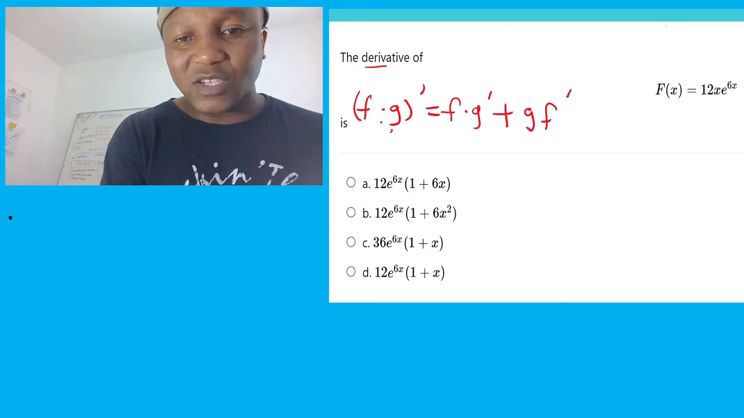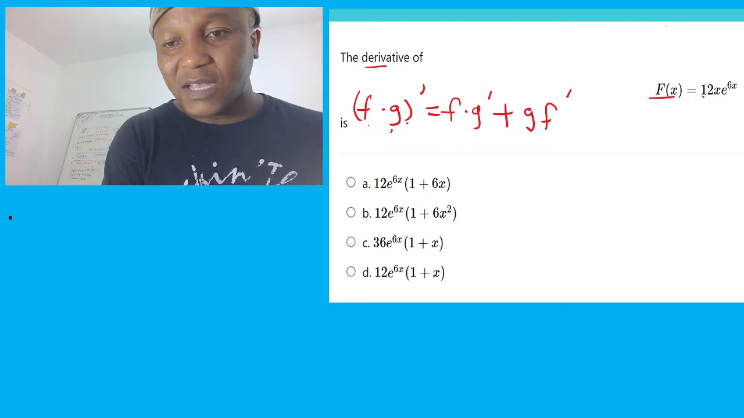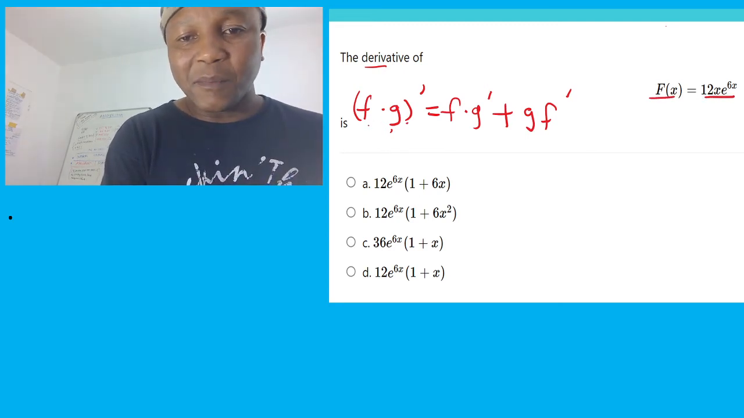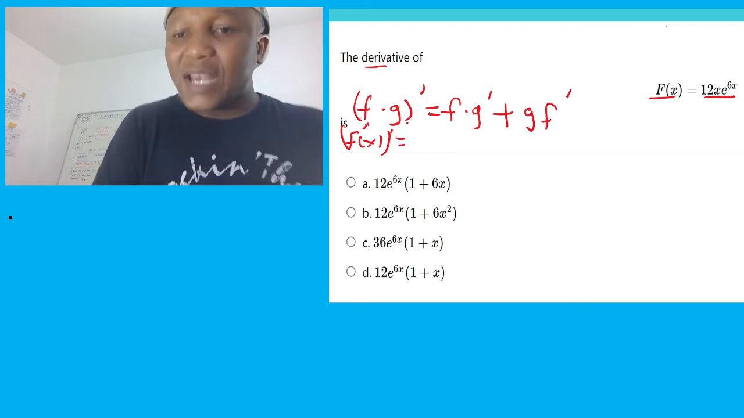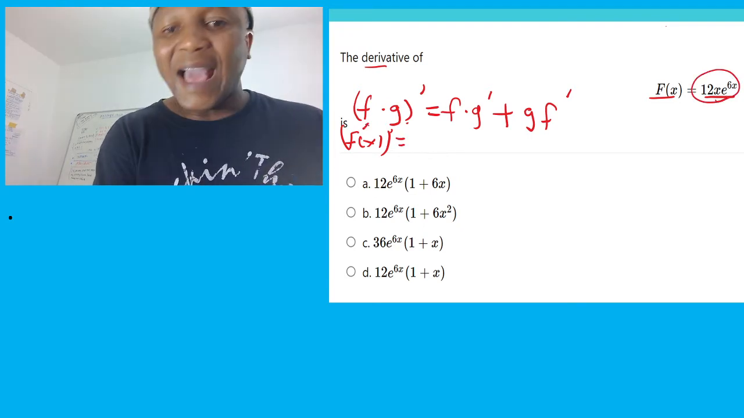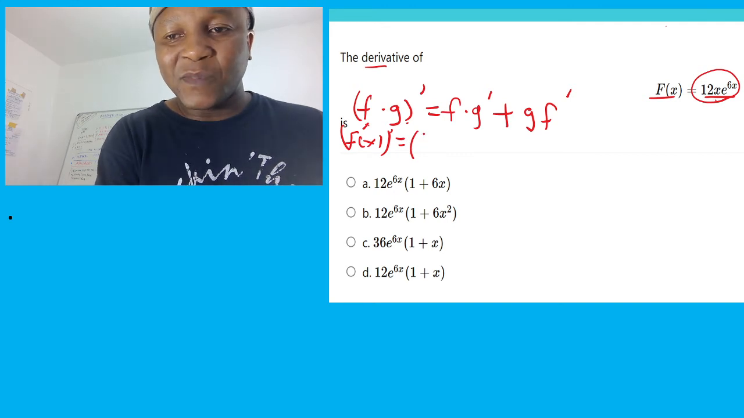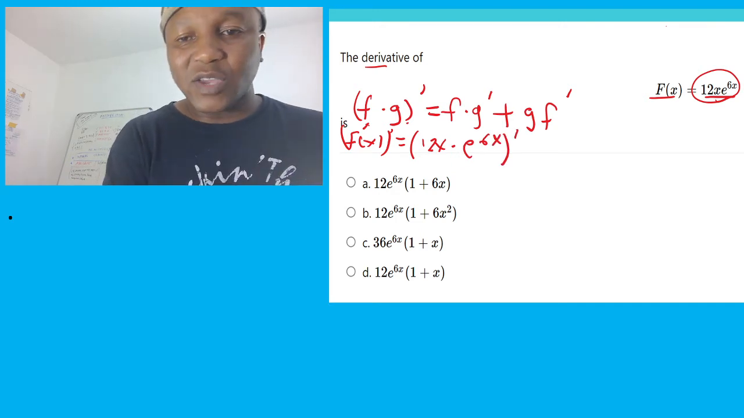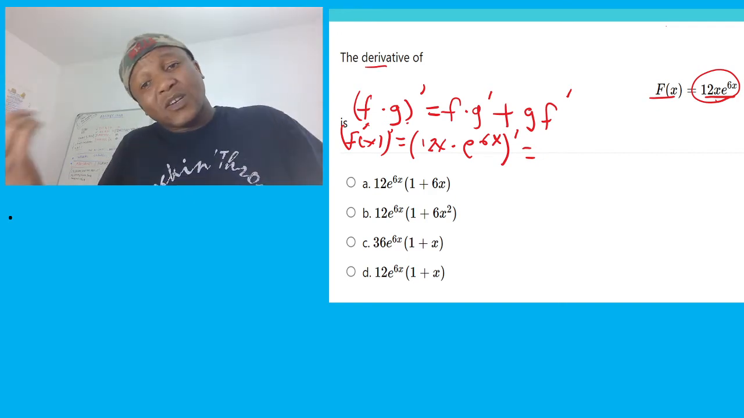Now we just saw how we differentiate. So this is going to be fg, meaning this or that, the same thing. Let me say f prime of x. When you derivate, it's going to be prime, you just put a dash, equal, or in another way you can say equal to the derivative of 12x times e to the 6x, and then we have to derivate. You can put a dash sometimes. There's a lot of ways it can be written.